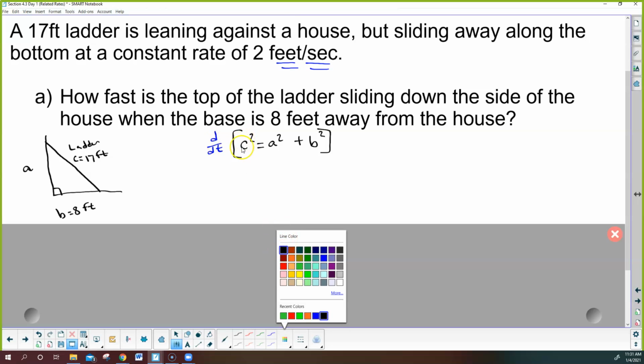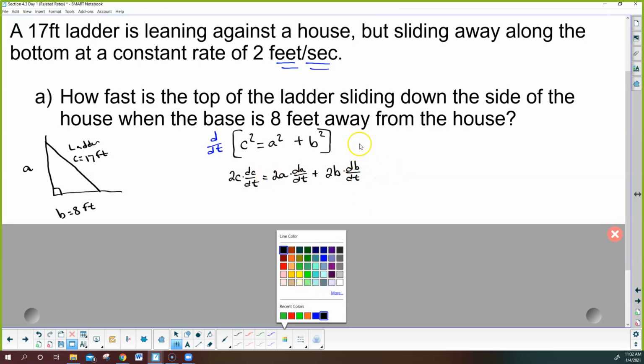All right, so when I take the derivative of c squared, I get 2c, but then we think of the chain rule, right? The derivative of c is dc/dt. And then I have to take the derivative of a squared. So the 2 comes down. I'm left with a to the first power. But then we've got the derivative of a is da/dt. And then it's the same thing with b. The 2 comes down. And we're going to multiply by the derivative of db/dt.